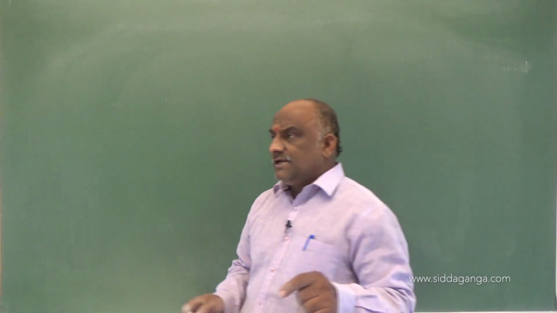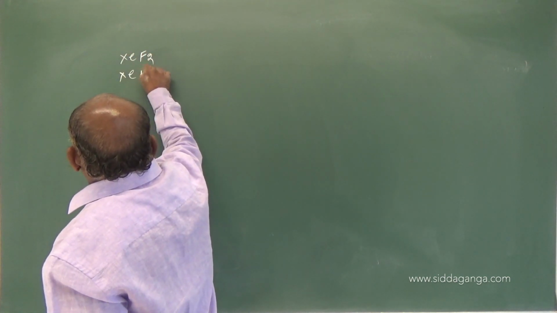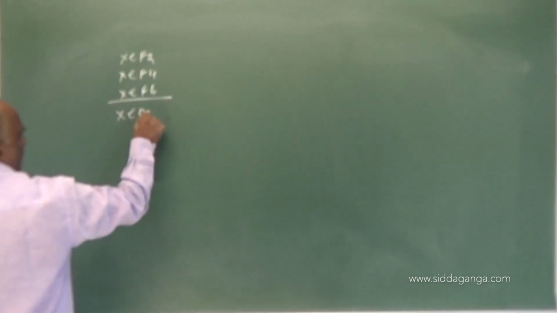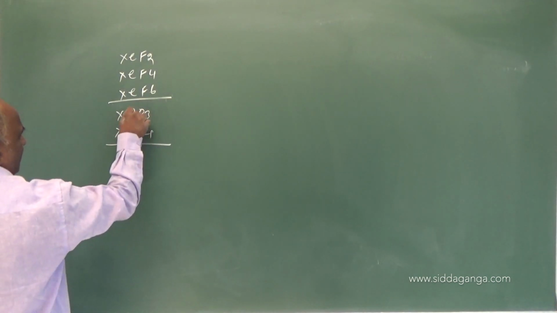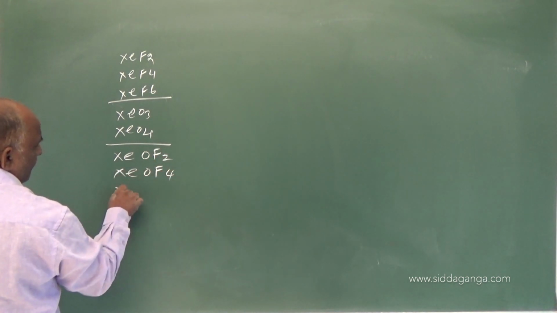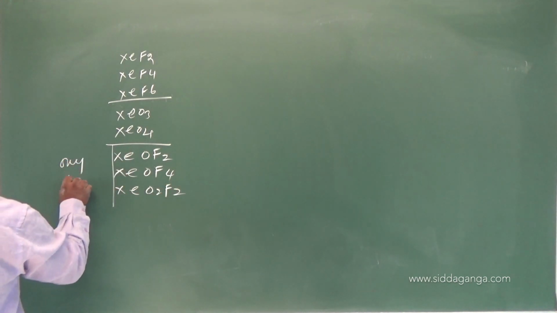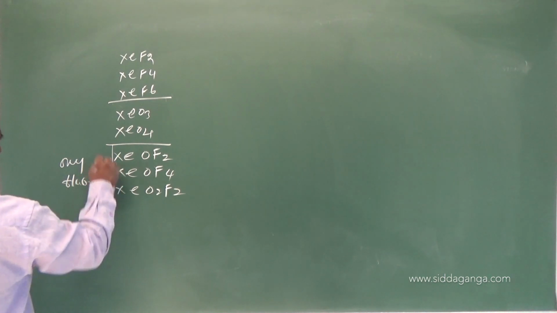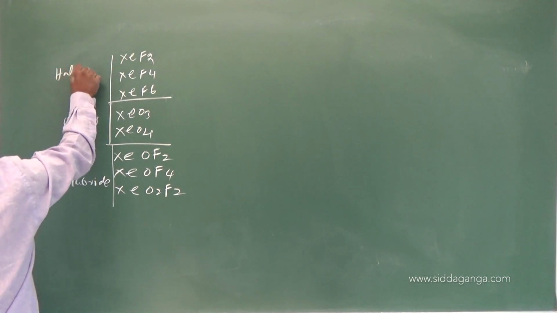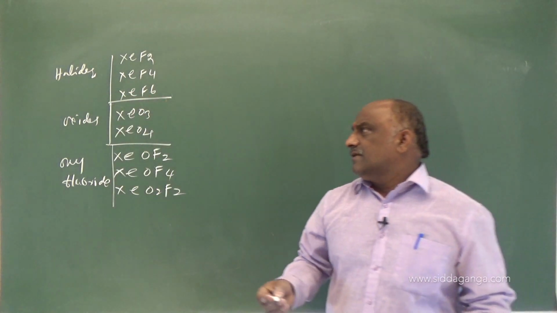Once again, I will give one conclusion regarding this. XeF2, XeF4, XeF6, XeO3, XeO4, XeOF2, XeOF4, XeO2F2. These are xenon halides, xenon oxyfluorides and xenon oxides.